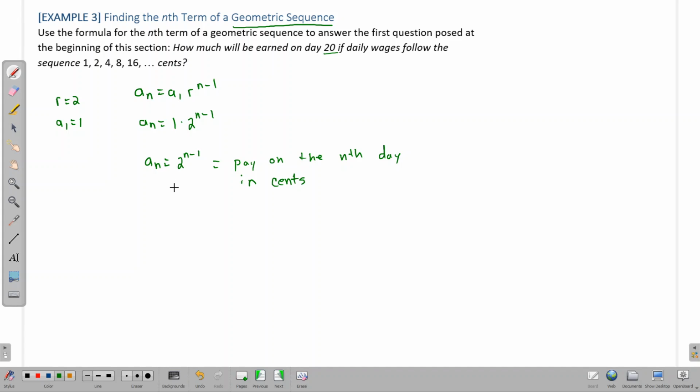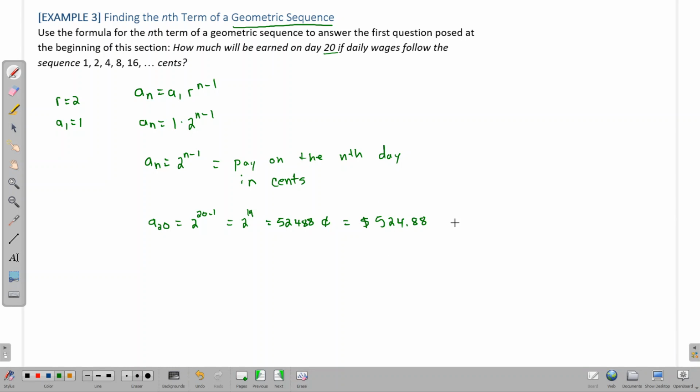So we want the 20th day, so we're looking for the 20th term, a sub 20, which would be 2 raised to the 20 take away 1, or in other words, 2 to the 19th. All right, so it turns out it's a pretty large number. That comes out to 52,488. And again, that is cents. So divide it by 100, and that gives you $524.88 for 1 day of work.